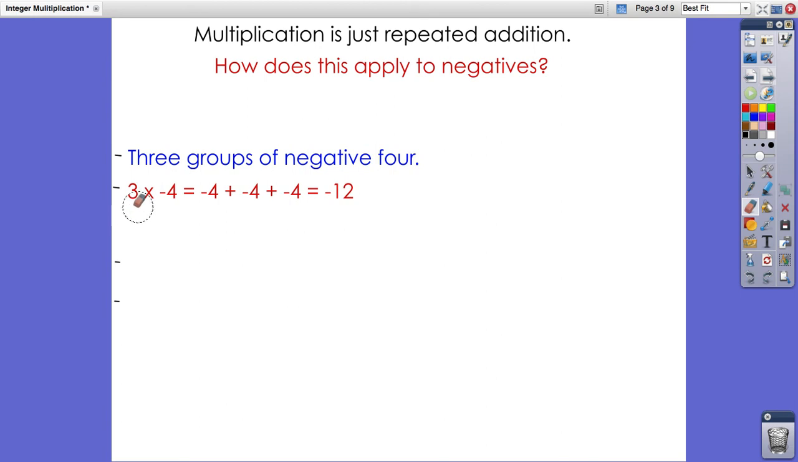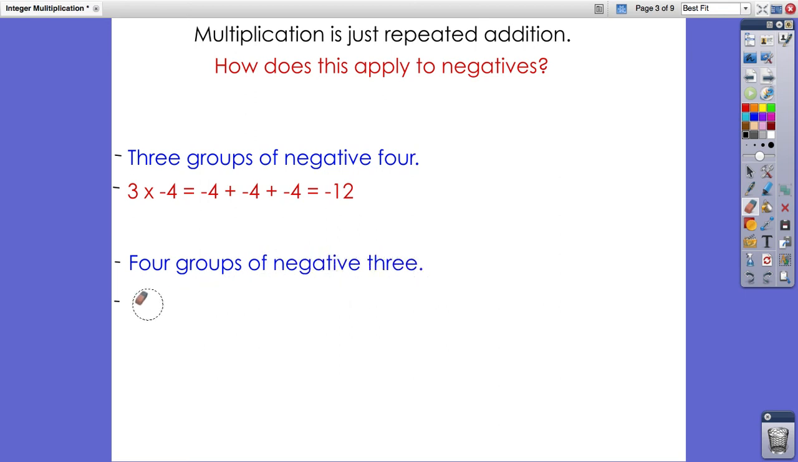I just want you to note that we had a positive integer of 3 being multiplied by a negative integer of 4 that got us 3 groups of negative 4. And as you guys remember from our integer addition, if you add a bunch of negatives together, you just simply end up with a negative as you go further left on the number line. And we can say it the opposite way too.